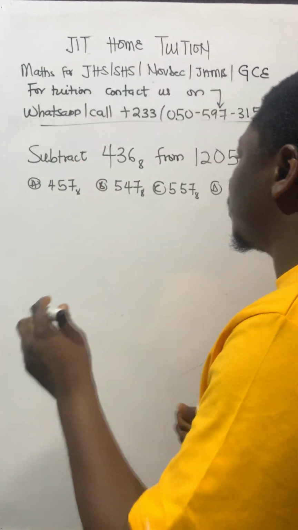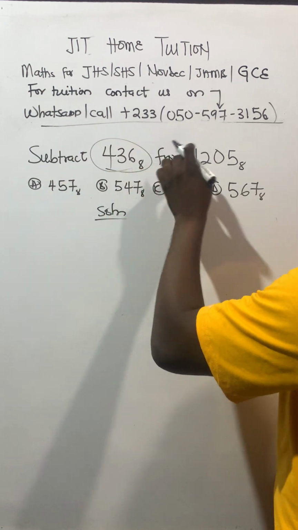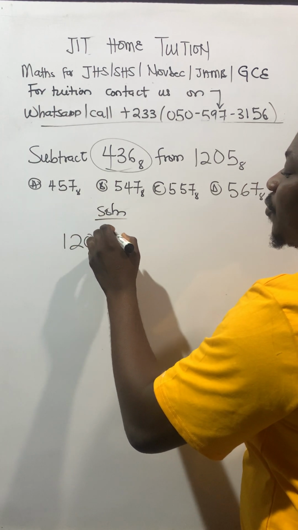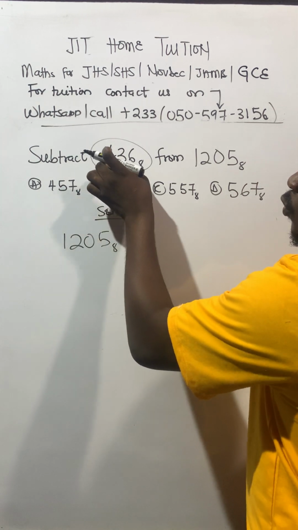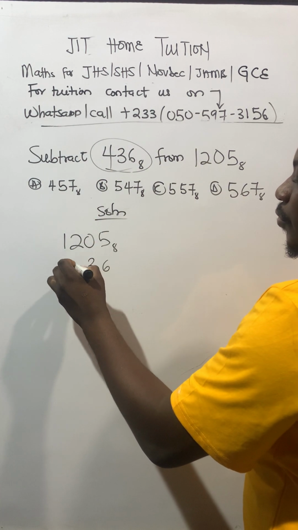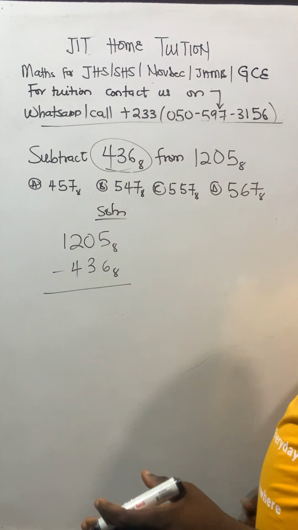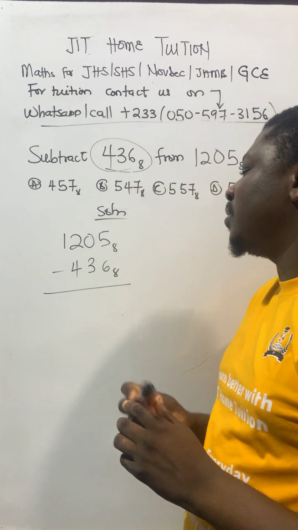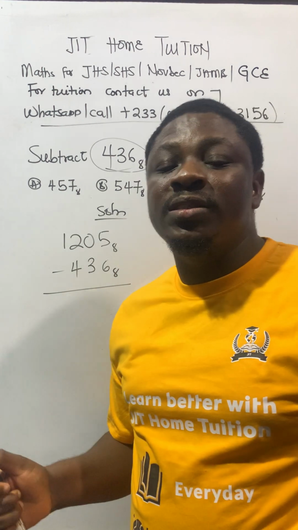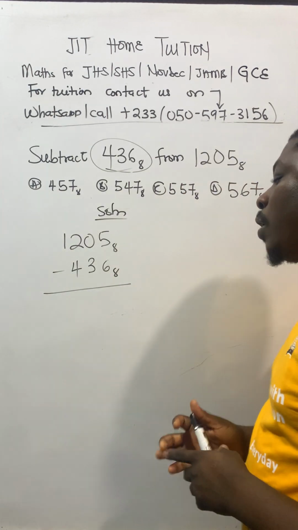All right, so now let's solve it. Now what they are saying is that subtract this one from that, meaning that you have 1205 base 8, and you have to subtract this one from it. So you have 634 minus. Now what is happening is that you are going to subtract, but this one is in base 8. The usual subtraction or addition that we know is in base 10. Okay, so now how do we go about with this?